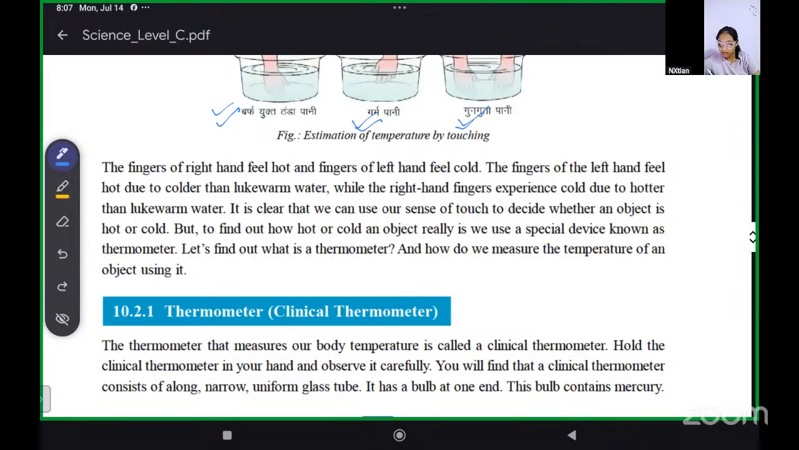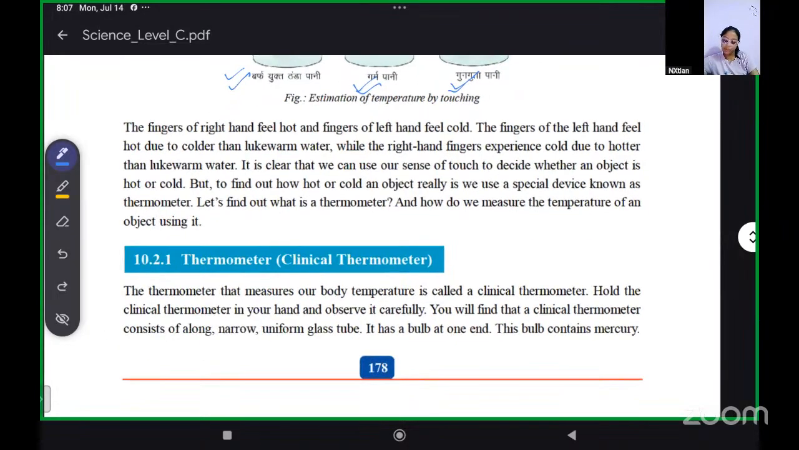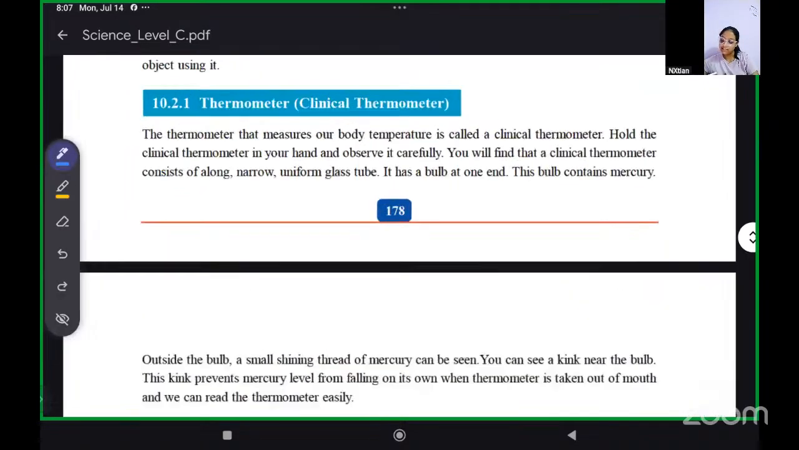Because the left hand was kept in the cold water and the right was kept in hot water, when you put them in lukewarm water, the hand that was in the cold water will still feel colder. So it is clear that we can use our sense of touch to decide whether an object is hot or cold. But to find out how hot or cold an object really is, we use a special device known as a thermometer.